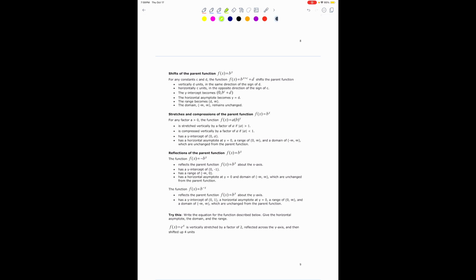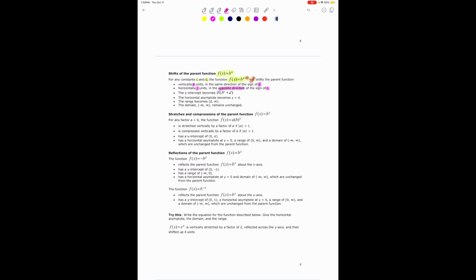So shifts of the parent function f of x equals b to the x power. For any constants c and d, the function f of x equals b raised to the x plus c, and then plus d. Notice how the c affects the x and the d affects the y value. So d is a vertical shift and c is a horizontal shift. These constants shift the parent function vertically d units in the same direction of the sign of d, and we know that from previous units. Horizontally, c units in the opposite direction of the sign of c.